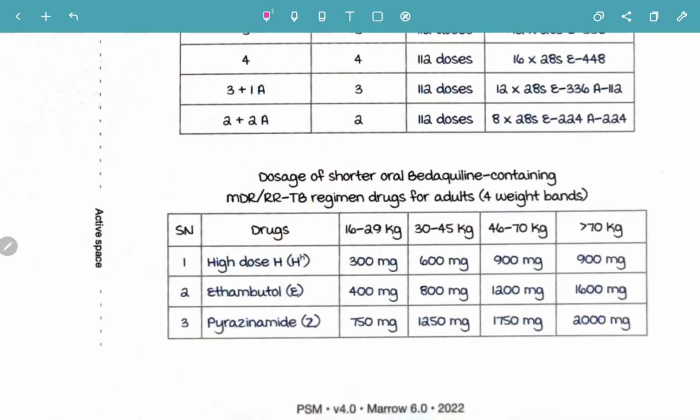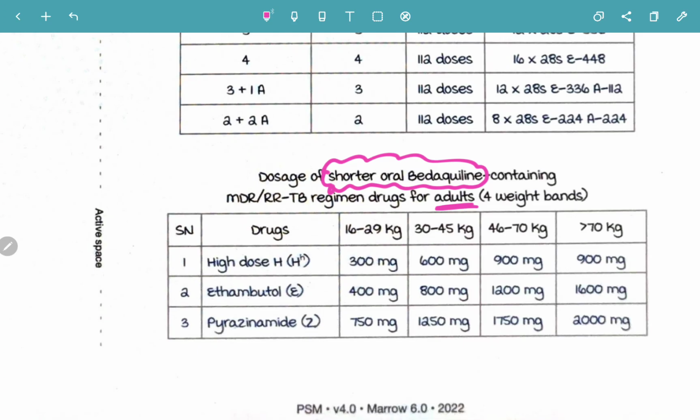And the dosage of shorter oral bedaquiline. So what is the dosage of shorter oral bedaquiline containing MDR or rifampicin resistant TB regimen drugs for adults? This is for adults. There are 4 weight bands. So high dose isoniazid, ethambutol, pyrazinamide. These are the adult doses for the shorter oral bedaquiline containing regimen.